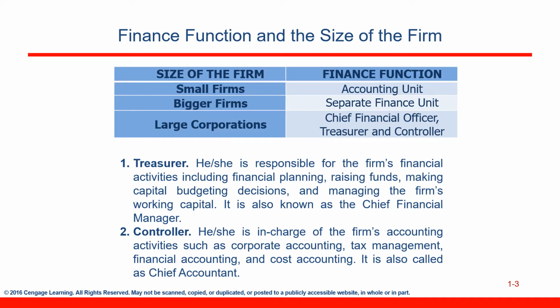Usually the treasurer is responsible for the firm's financial activities, including financial planning, raising funds, making capital budgeting decisions, and managing the firm's working capital. It is also known as the chief financial manager. While the controller is in charge of the firm's accounting activities such as corporate accounting, tax management, financial accounting, and cost accounting. And it may also be called the chief accountant.